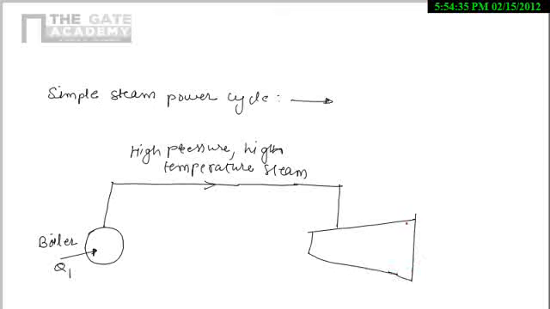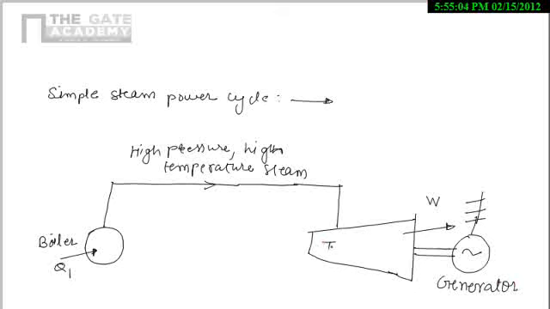The turbine will do some work, say W. For a steam power plant, we use the high pressure and high temperature steam and convert it into mechanical work, and this mechanical work is used to operate the generator. So these are connected with the generator. This one is the generator, and this one is the turbine.